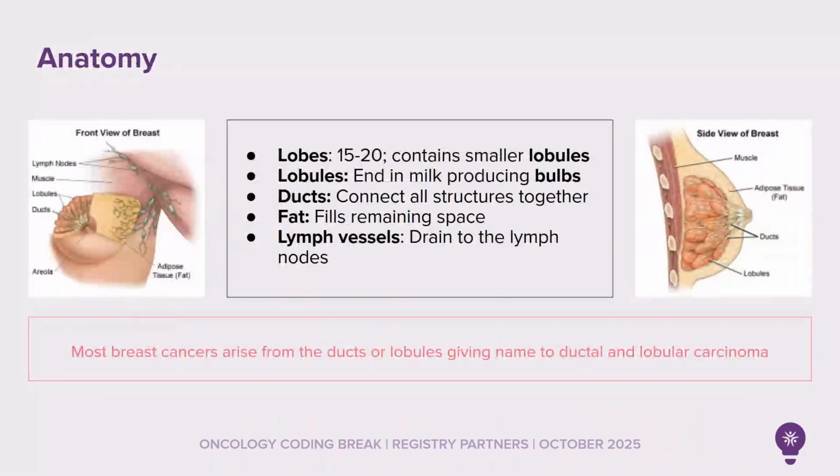We'll start with reviewing some anatomy. According to NCI and Johns Hopkins Medicine, each breast has anywhere from 15 to 20 lobes, which contain smaller lobules. These lobules end in bulbs that are milk-producing in function. Connecting all of these structures together are the ducts. In between, fat fills the remaining space. Lymph vessels within the breast drain to the lymph nodes, and most of the breast cancers arise from the ducts or the lobules, which give name to ductal and lobular carcinoma.